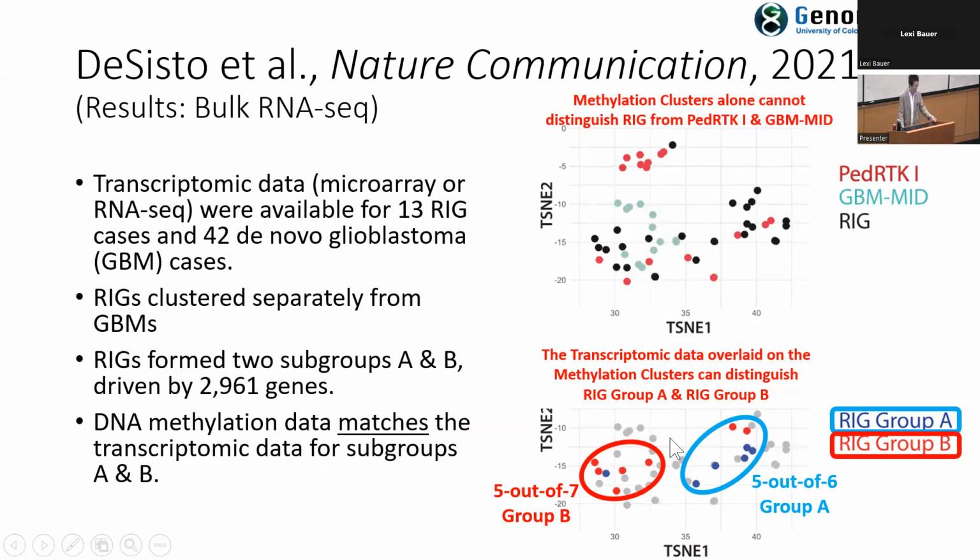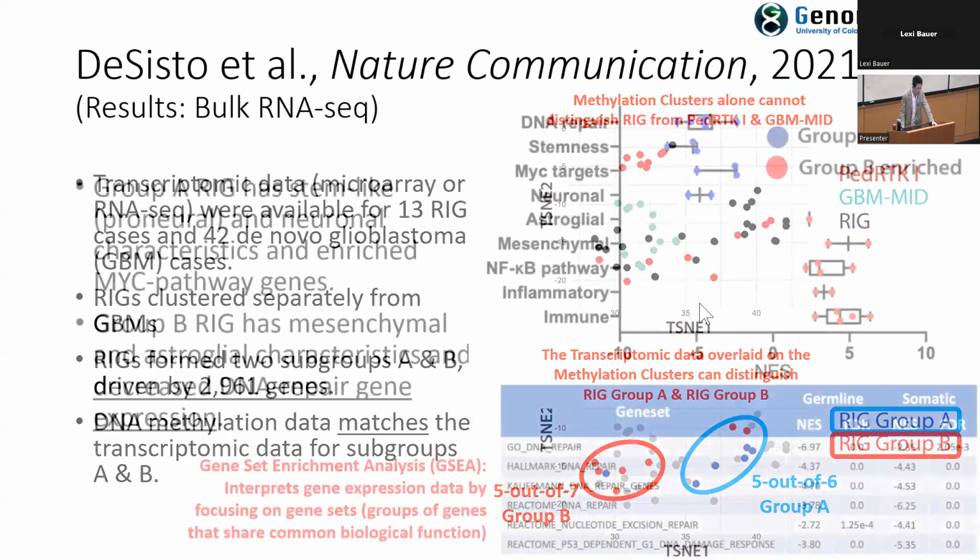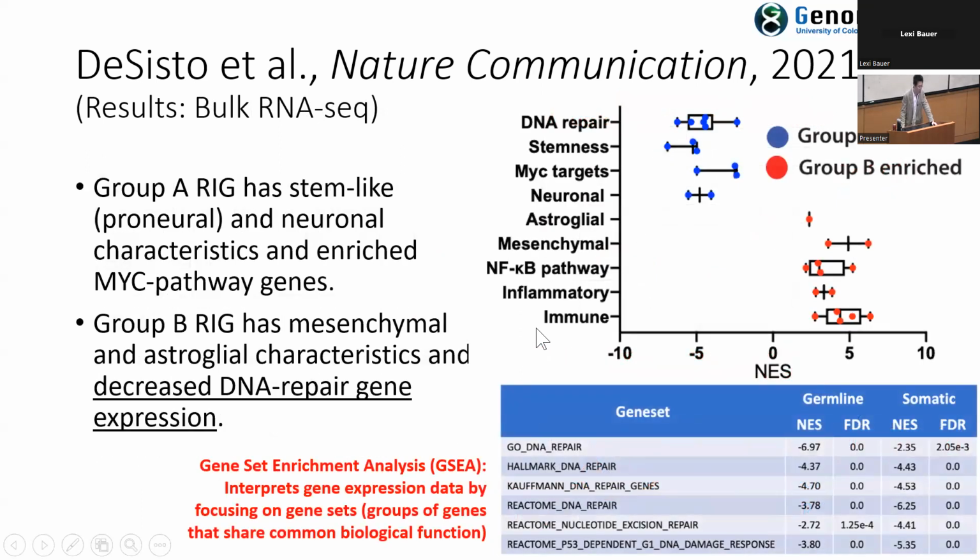So in combination, it turns out the DNA methylation data is matching the transcriptomic data for the subgroups A and B. Here you'll notice that 5 out of the 7 group B, which is in red, are on the left side, and 5 out of 6 of the group A, in blue, are on the right side. So now the transcriptomic data is actually revealing that there are some subtle differences between these two subgroups of RIGs.